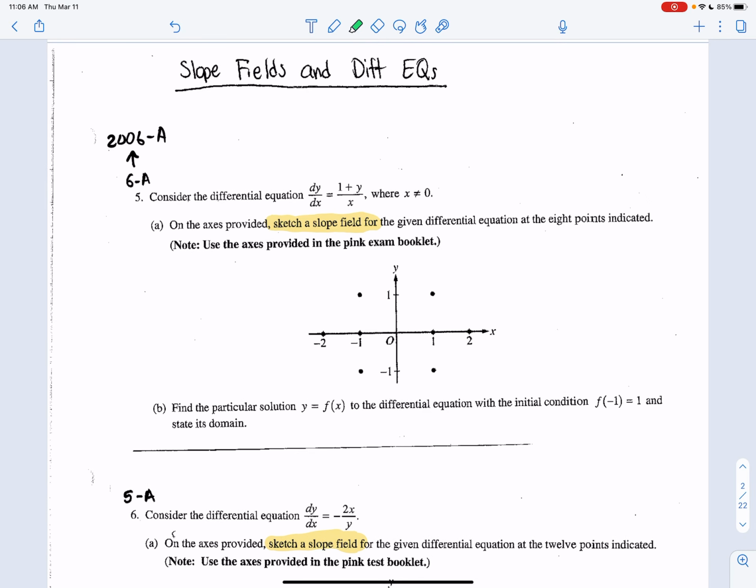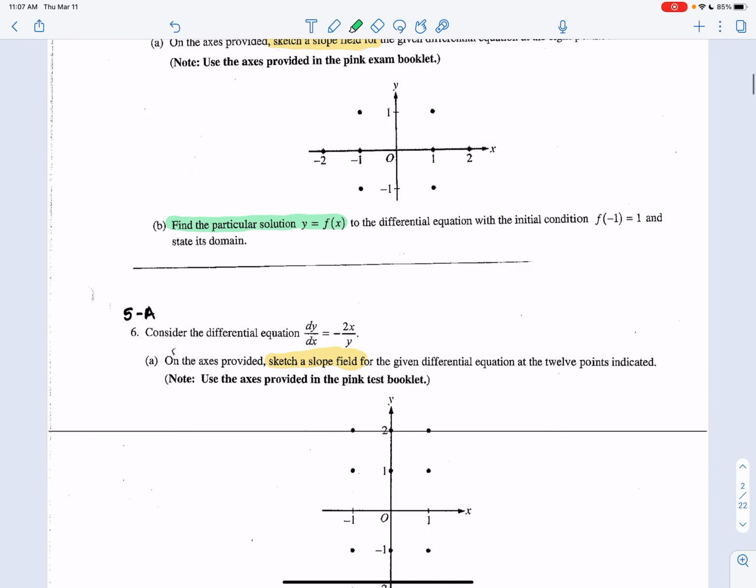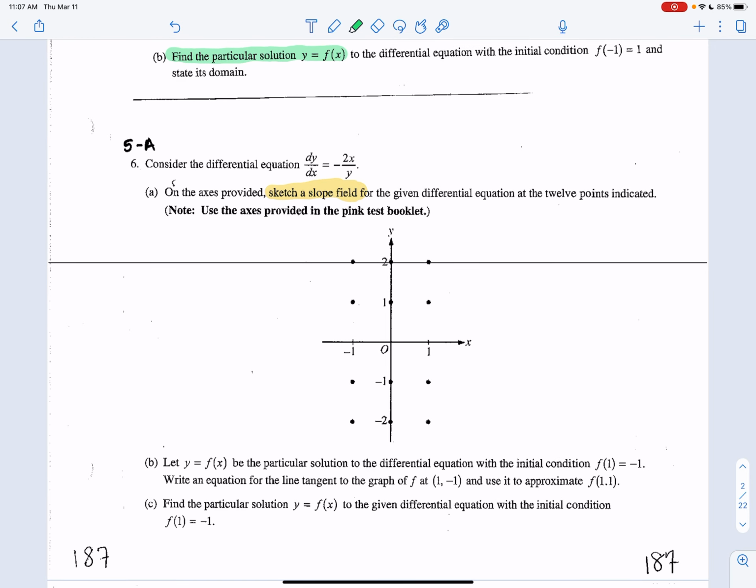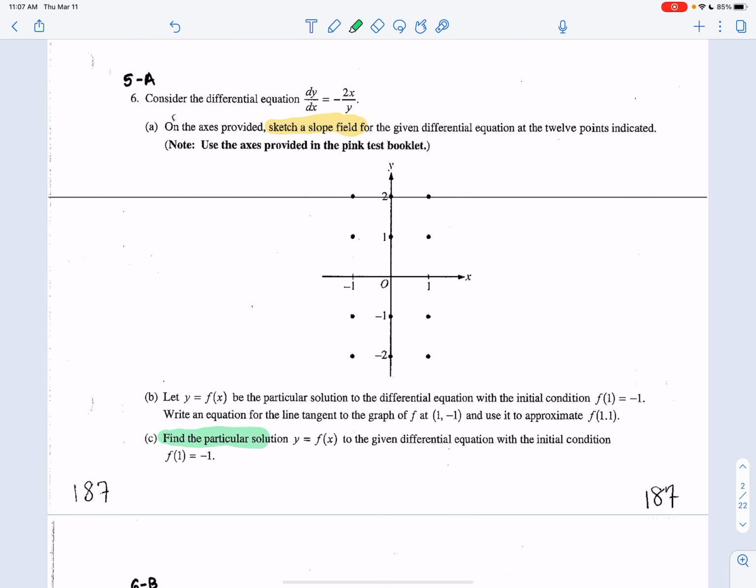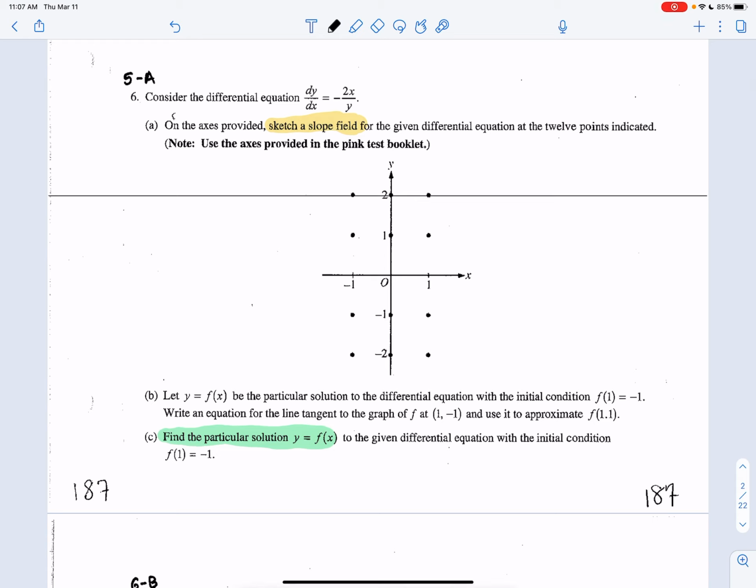So here, notice in 2006, our very first question, part B, find the particular solution. Okay. There's not a lot of variety here, so you'll notice them using the same type of verbiage. Find the particular solution in 2005. Make sure that you highlight with me. Now, in 2005, part B, notice here how it says, let f of x be the particular solution. It sounds the same, but that's not what they're asking you to do. Here in 2005, part C, they ask you to find it. That's what we're actually looking for, okay?